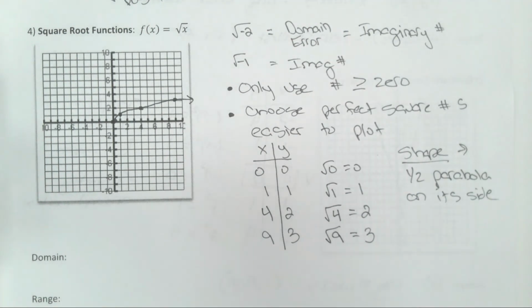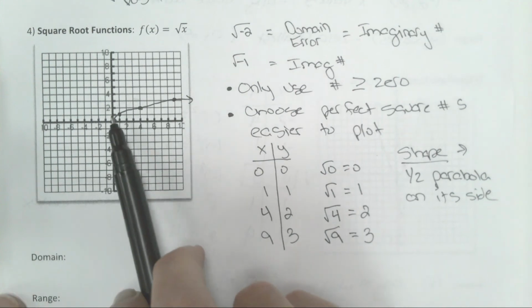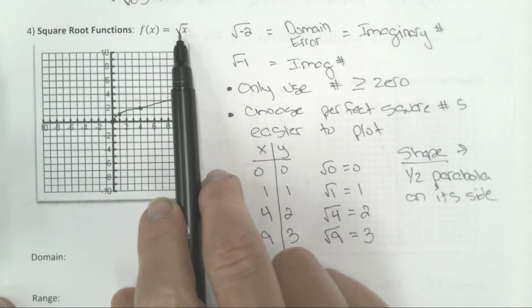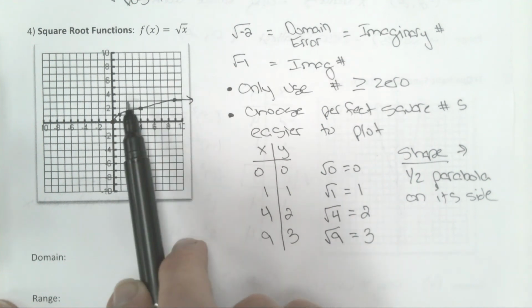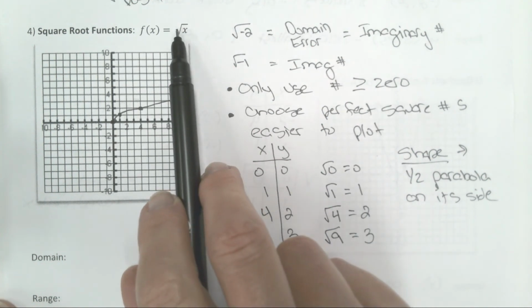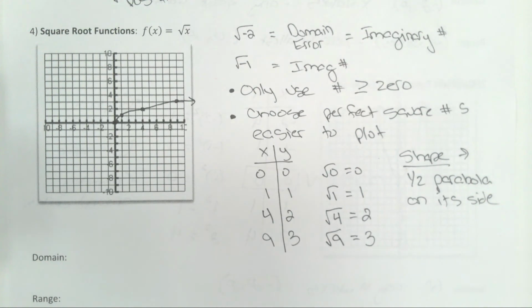A lot of people think that it kind of looks like a check mark, so you see the radical sign here, and that kind of looks like a check mark, and this graph and that symbol kind of look like each other. So that's how a lot of people try to remember it.